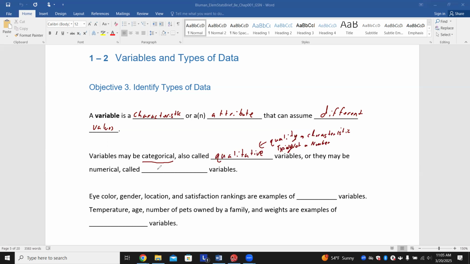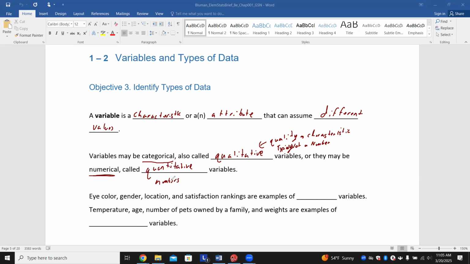Or they may be numerical. That's your next biggest one. And these are called quantitative variables. All right. So in quantitative, these are typically numbers. So maybe there are 20 headed people. Maybe we're doing measurements. So maybe we're looking at 65 inches.